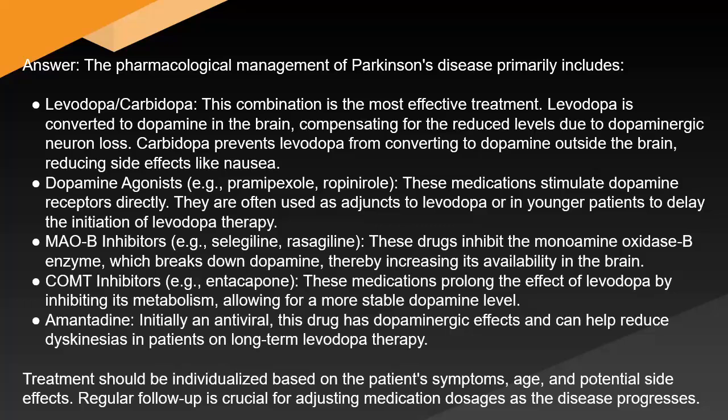MAO-B inhibitors, e.g. selegiline, rasagiline. These drugs inhibit the monoamine oxidase B enzyme, which breaks down dopamine, thereby increasing its availability in the brain. COMT inhibitors, e.g. entacapone. These medications prolong the effect of levodopa by inhibiting its metabolism, allowing for a more stable dopamine level. Amantadine, initially an antiviral.